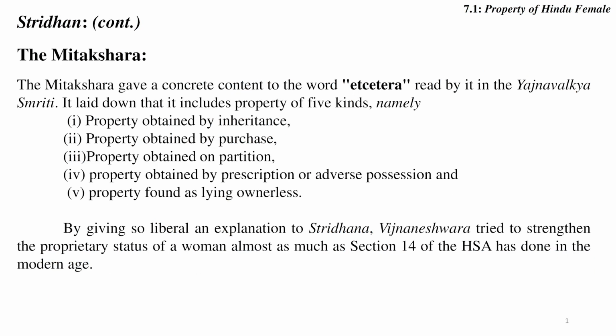Friends, a very important text on the Hindu law is Mitakshara. Mitakshara gave a concrete content to the word Stridhan. Read with the Yagyavalkya Smriti, it laid down that it includes property of 5 kinds. The first, property obtained by inheritance, property obtained by purchase, property obtained by partition, property obtained by prescription or adverse possession, and property found as lying ownerless.